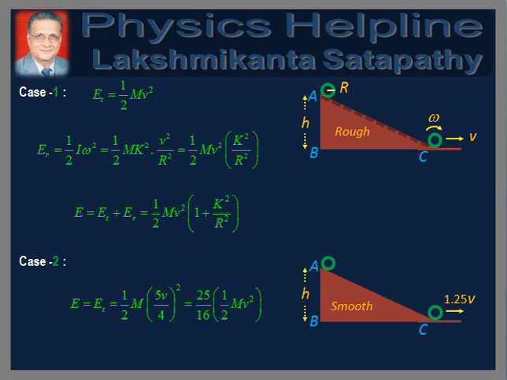In the second case, total kinetic energy is equal to kinetic energy of translation only. Now, velocity of the sphere at the bottom is equal to 1.25 into v, which is equal to 5 by 4 into v. Therefore, total kinetic energy is equal to half m into 5 by 4 into v whole square, which is equal to half mv square into 25 by 16.